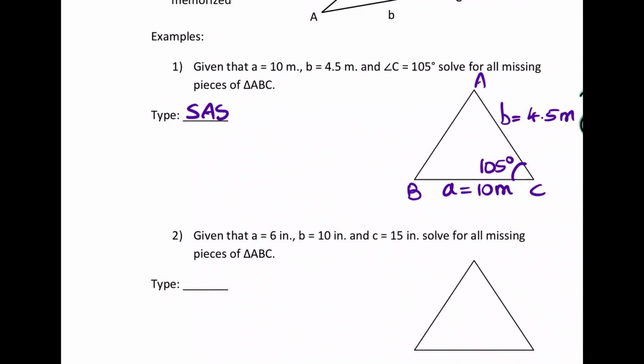Since they have given us 3 pieces of information, we have 3 other pieces of information left to find. Those 3 are angle A, angle B, and side length C. So those 3 are our unknowns, and we are going to find them one by one.